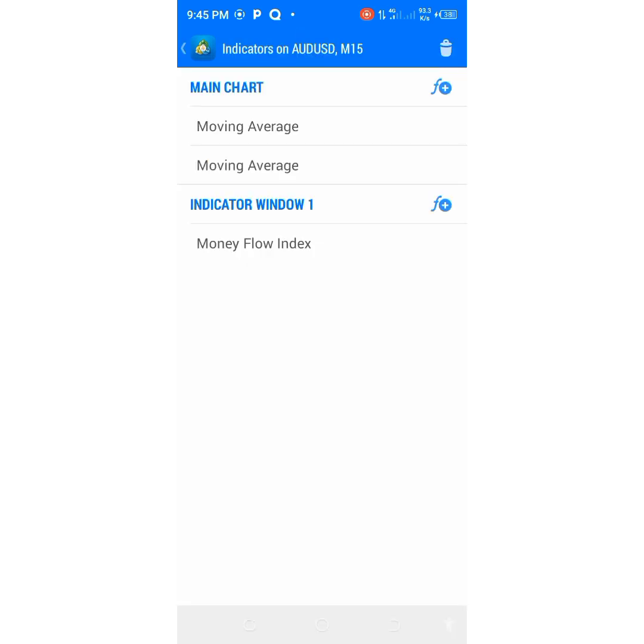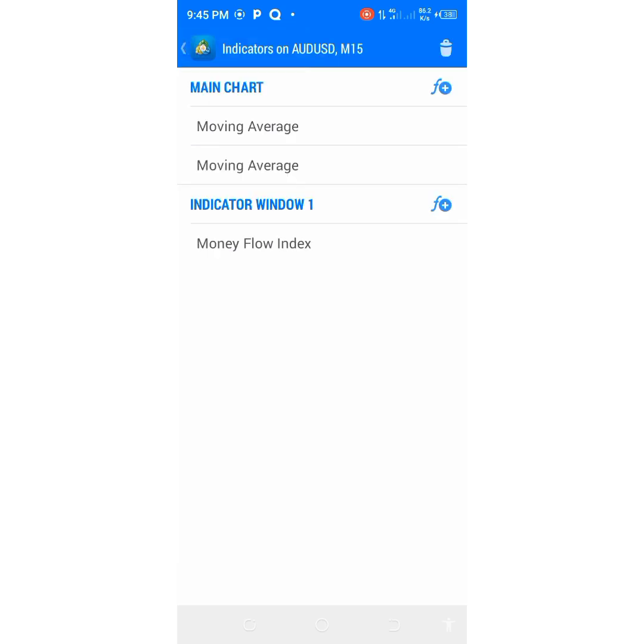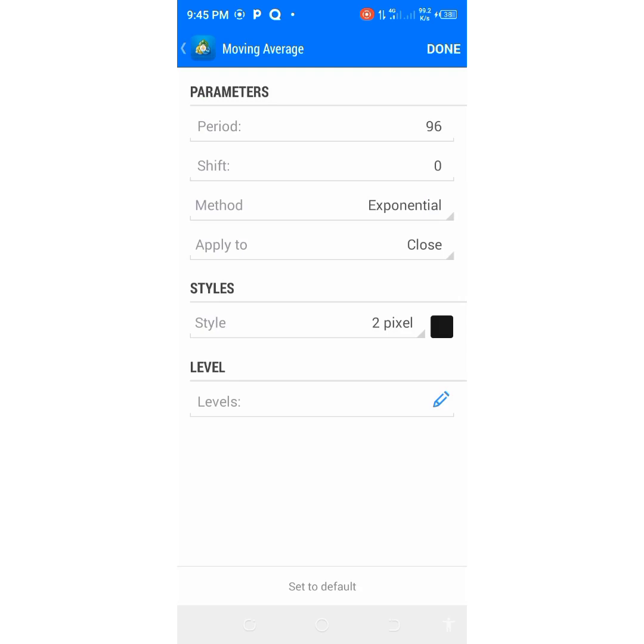Let us set the chart up. Come to your moving averages. The first one is 48, exponential, apply to close. The second one is 96, exponential, apply to close.